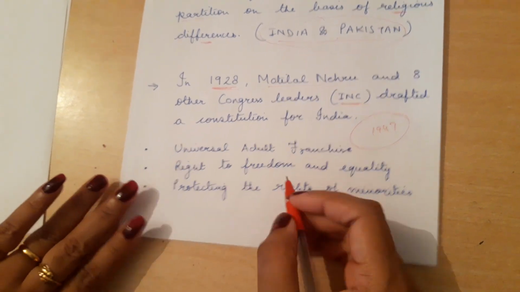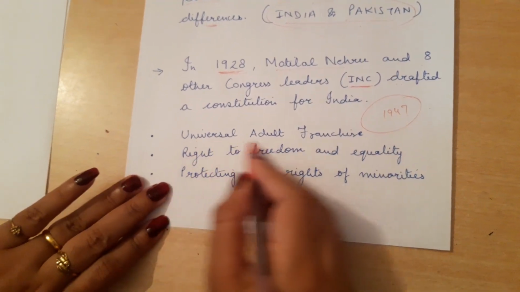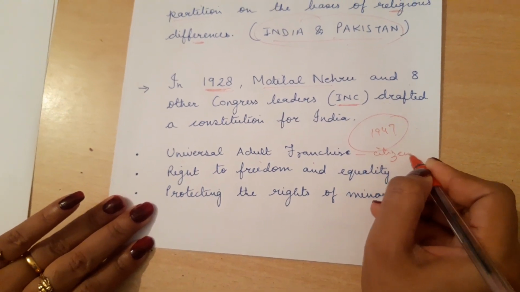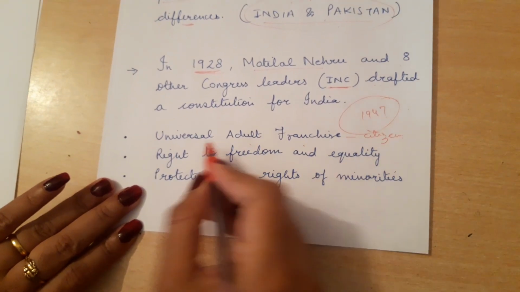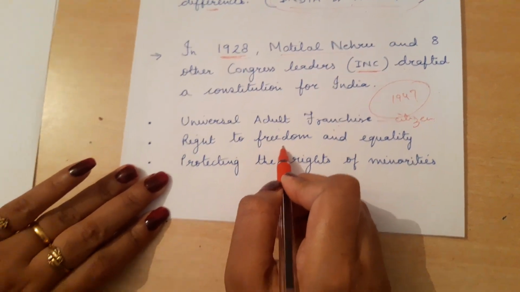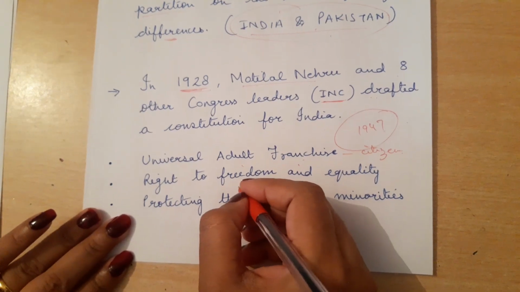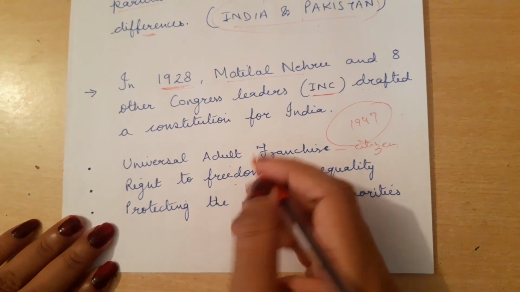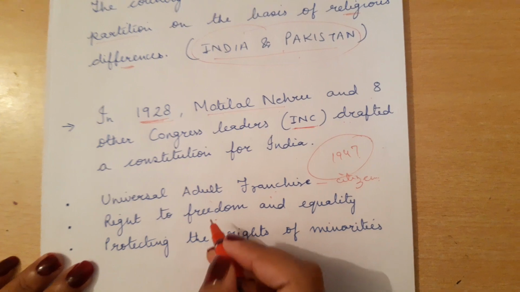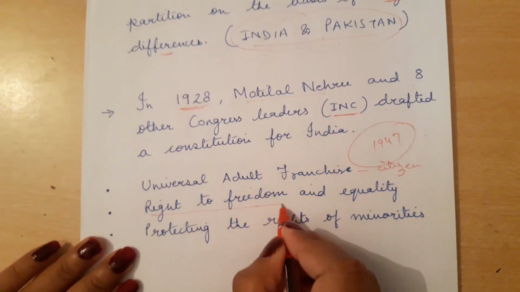The major things which were looked after was universal adult franchise, that every citizen had to be given importance. This was very important. Then right to freedom, which was very important. In the past we have seen the Britishers exploited us. In the past, in the Russian and French Revolution, we have seen the dictators had exploited people. So right to freedom is very important.